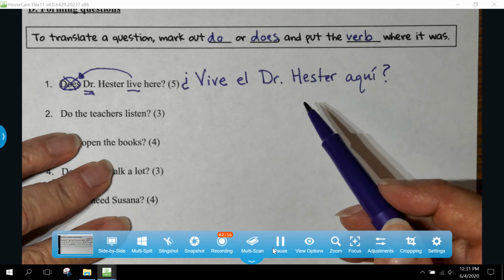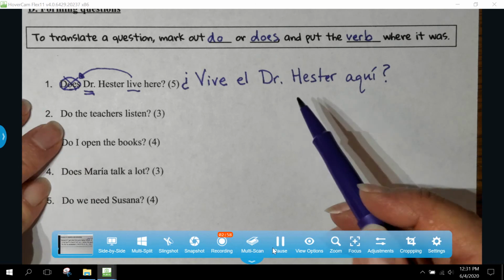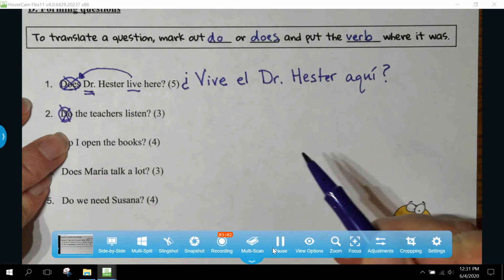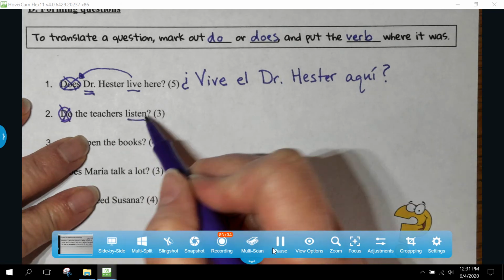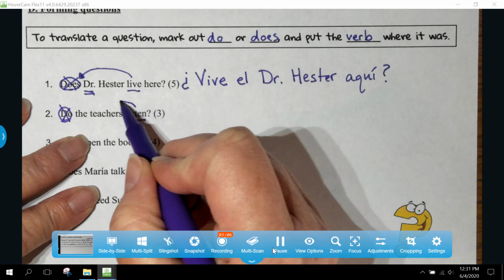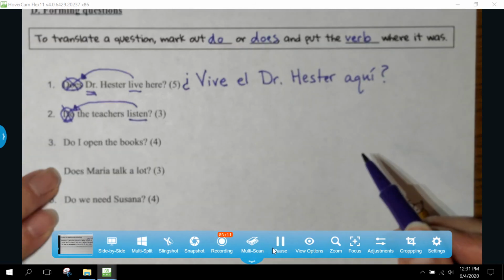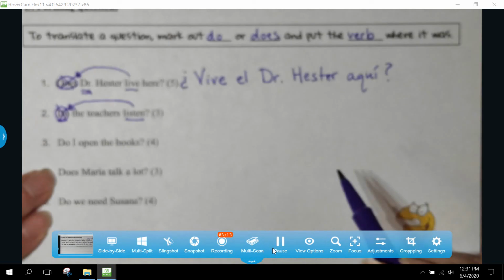One more for structure. First thing I need to do is get rid of the do or does. And then I take the verb and I put it in the place of the do or does. If there's a not, it's going to stay before the verb.